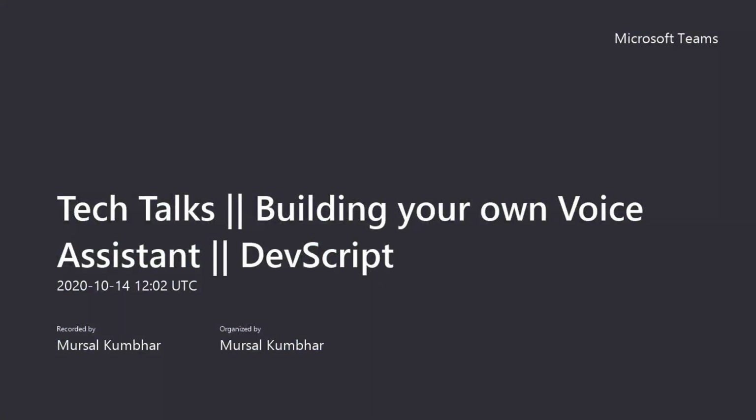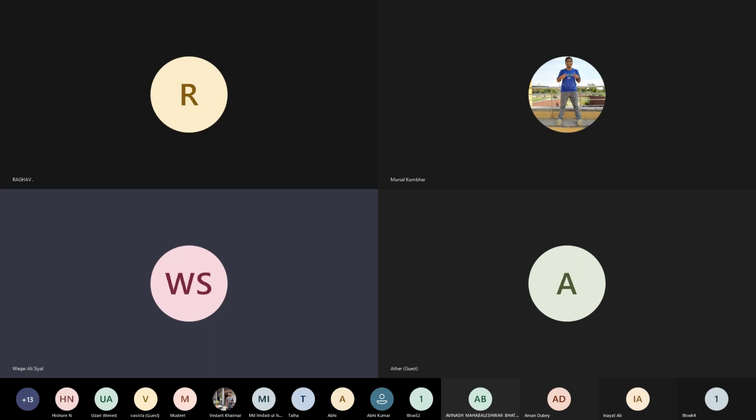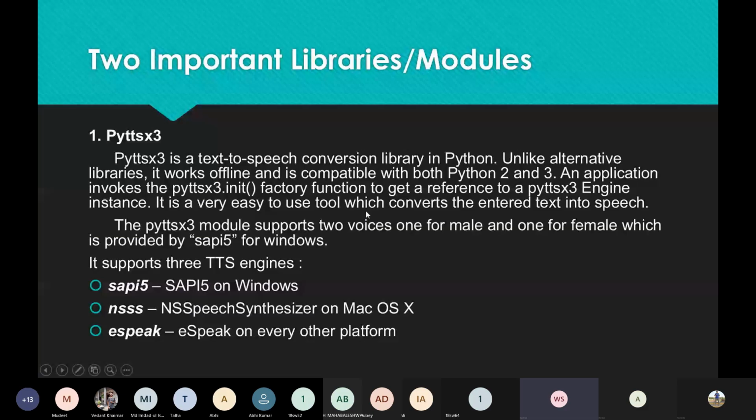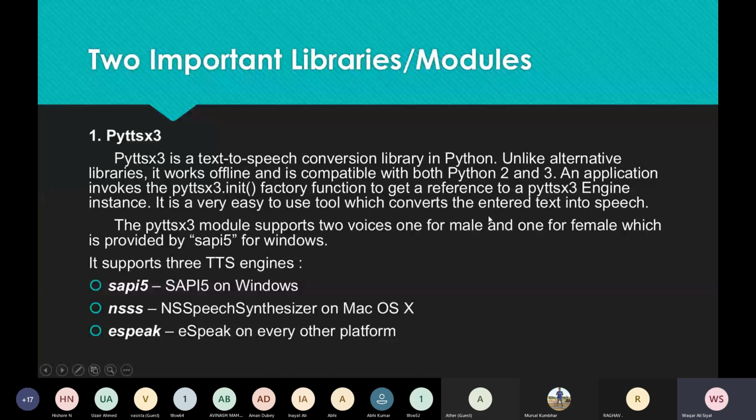So that we can convert our text into speech. It is a very easy to use tool which converts the entered text into speech. It supports two voices, one for male and one for female, which is provided by SAPI 5. It supports three TTS engines. TTS means text to speech: SAPI 5 on Windows, NS Speech Synthesizer on macOS, and eSpeak on every other platform. So for now you just understand the purpose of these libraries, and how, we will see in the practical.